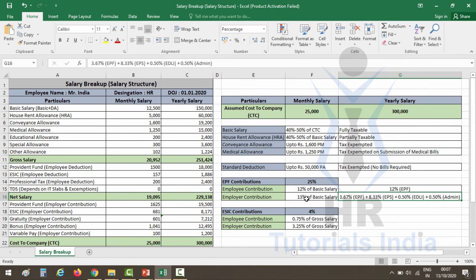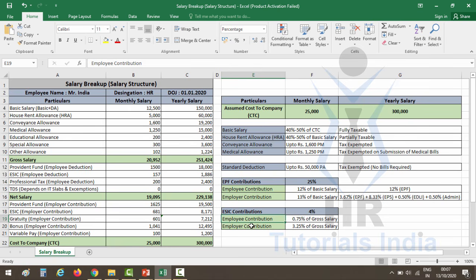3.67% of basic salary goes to the EPF account, 8.33% of basic salary goes to the pension account, 0.5% of basic salary goes to EDLI, and 0.5% of basic salary goes to admin charges. About this PF contribution and different accounts, I will be making a different video on EPF contributions, deductions and calculations.